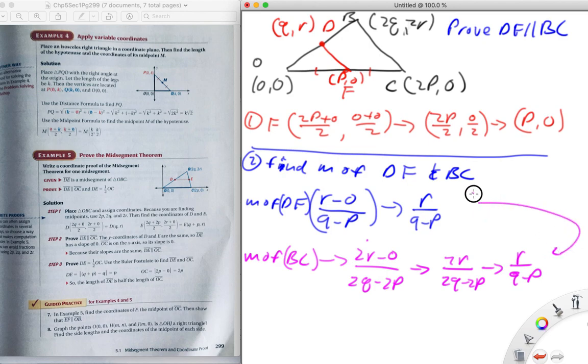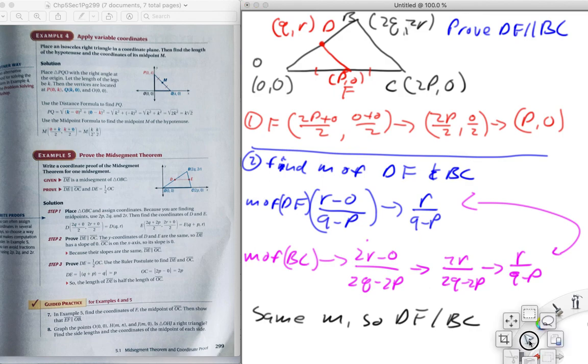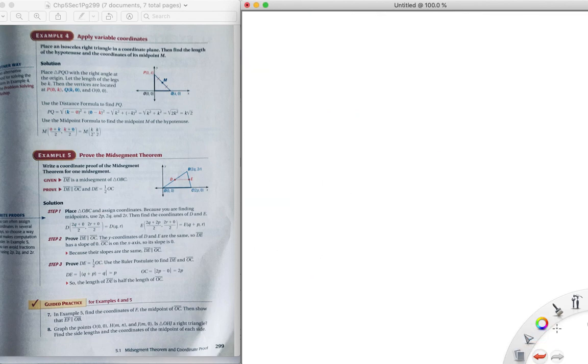These guys are the same, so they're parallel. And since they're the same slope, then I can say that DF is parallel to BC. Isn't that wonderful? Okay. All right. Graph. Is it a right triangle? Okay. They want to know.